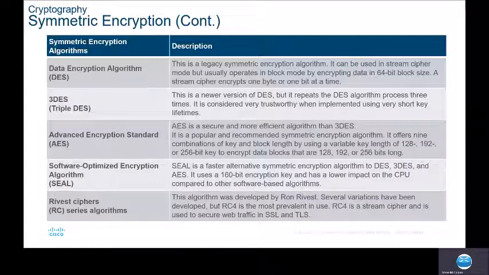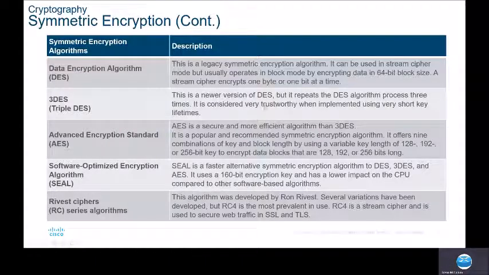So AES, or Advanced Encryption Standard, is a secure and more efficient algorithm than 3DES, and so it's a popular and recommended symmetric encryption algorithm. It offers 9 combinations of key and block length by using variable key length from 128 bits up to 256. And so that is a well-liked algorithm.